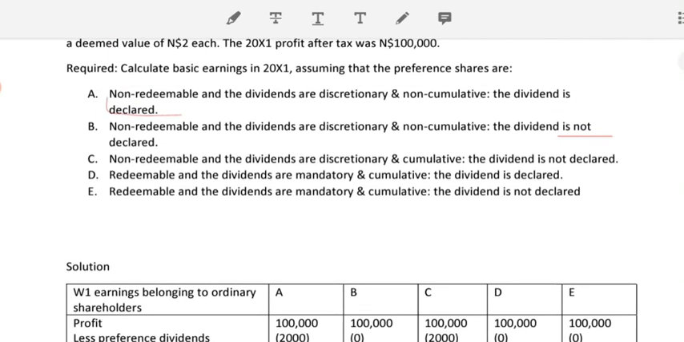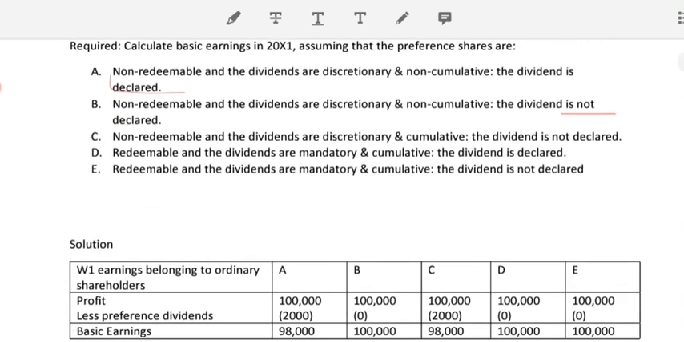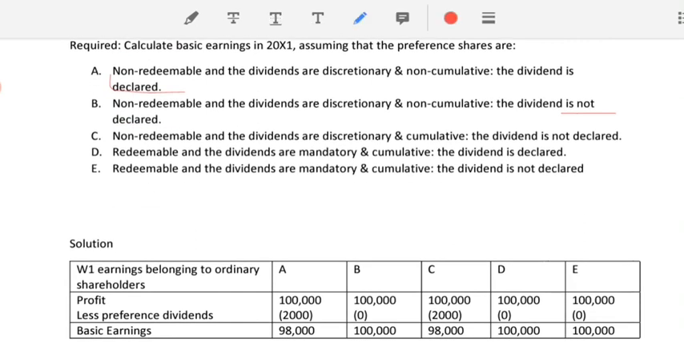In C, it's cumulative and not declared. There are two important things here: being cumulative, and not declared. This brings us back to the point that if it's cumulative, even if we haven't declared a dividend in that period, it still has to be paid. Therefore we have a dividend in C.